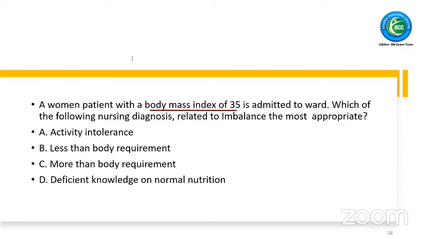Please remember, BMI less than 18.5 is indicating malnourished. 18.5 to 24.5 is considered normal. Greater than 24.5 is abnormal. I repeat, less than 18.5 malnourished, 18.5 to 24.5 normal, greater than 24.5 or 25 is considered abnormal. Clear?